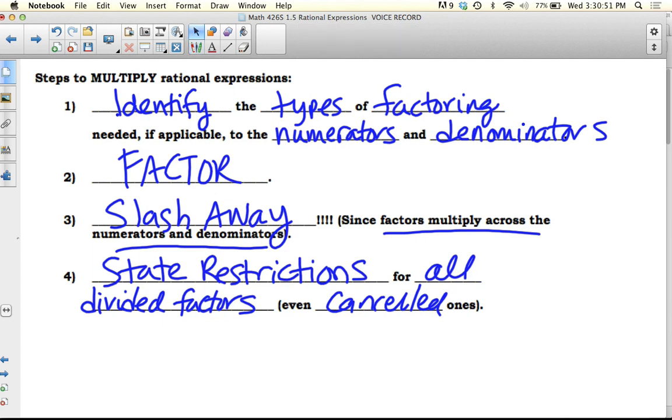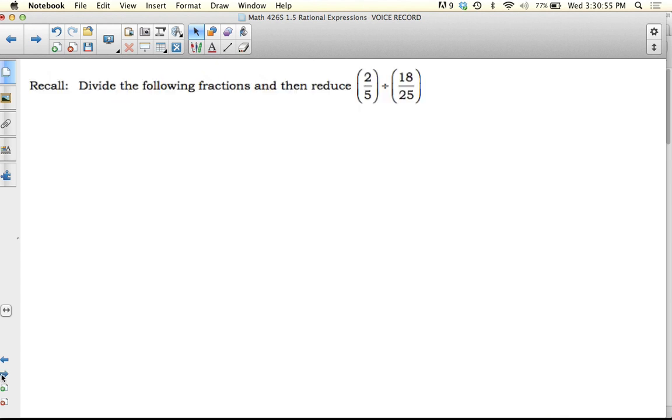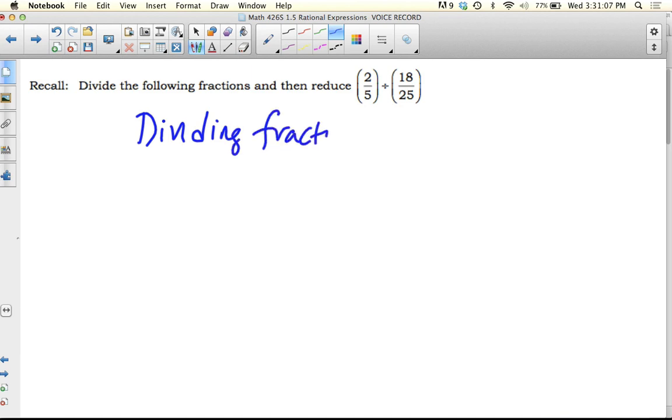Okay, so let's now move along to division. So let's recall with division, whenever you're dividing fractions, the process for that is you multiply by the reciprocal.